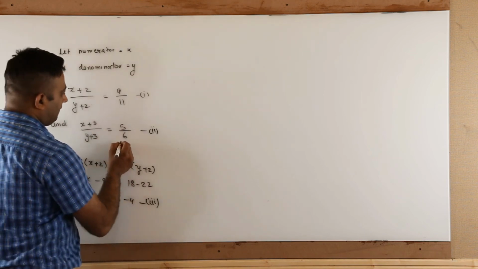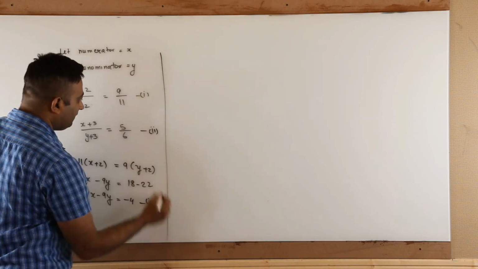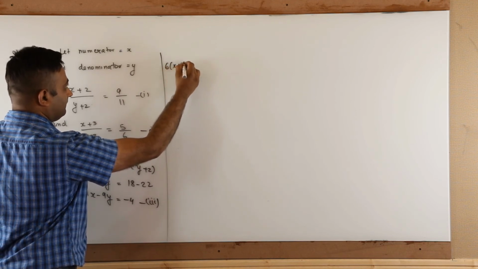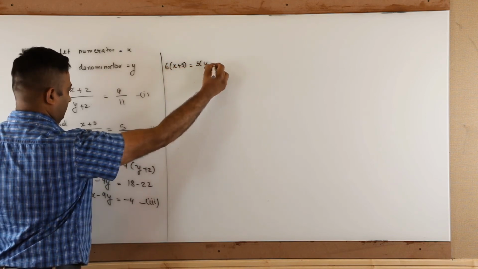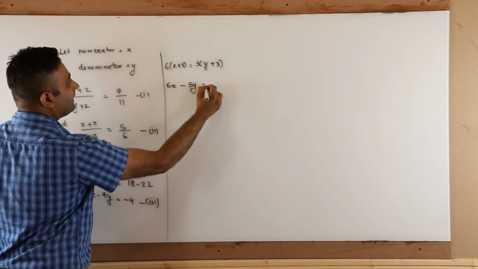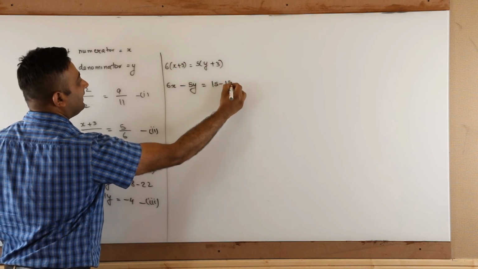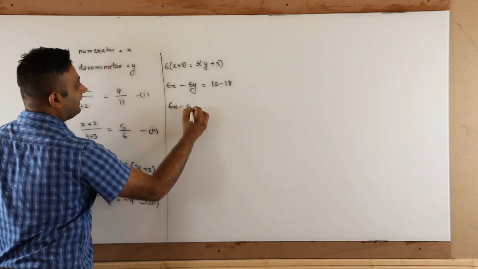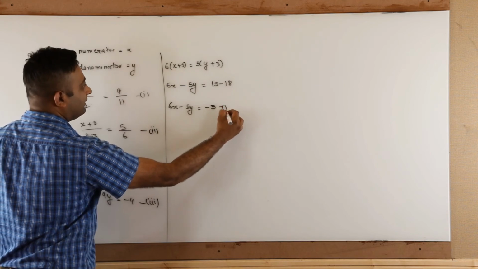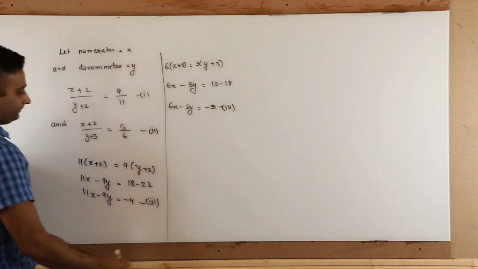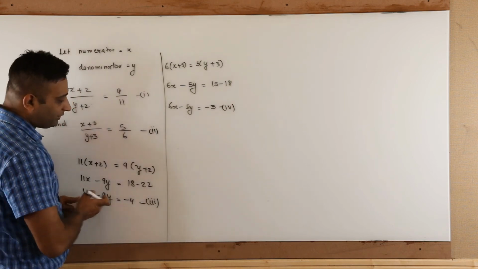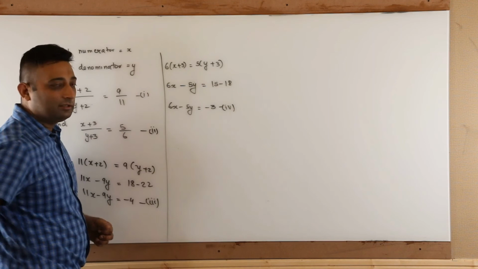Now we will transform equation number 2, that means 6x minus 5y is equal to 15 minus 18. That is 6x minus 5y is equal to minus 3. Let us give this equation number 4. Now we have to solve equation number 3 and equation number 4.